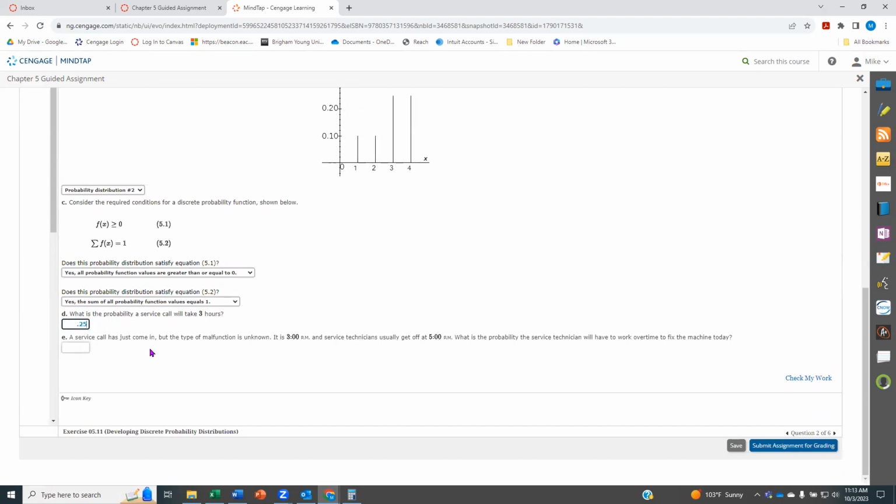Finally, a service call has just come in, but the type of malfunction is unknown. It's 3 p.m. and service technicians usually get off by 5 p.m. What's the probability the service technician will have to work overtime to fix the machine today?